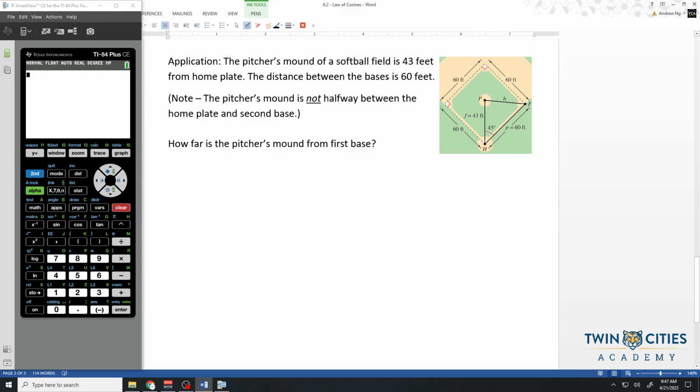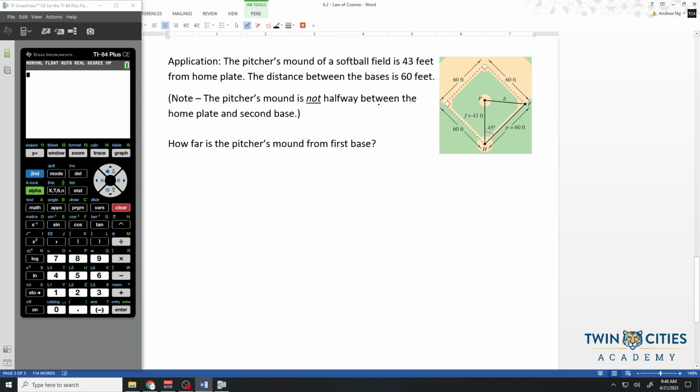The distance between the bases is 60 feet. So from home to first base is going to be 60 feet. From first to second, it's going to be 60. From second to third, 60. And then from third back to home is another 60. And then note here, the pitcher's mound is not halfway between home plate and second base. It looks like a little bit closer to second than it is from home. So how far is the pitcher's mound from first base?